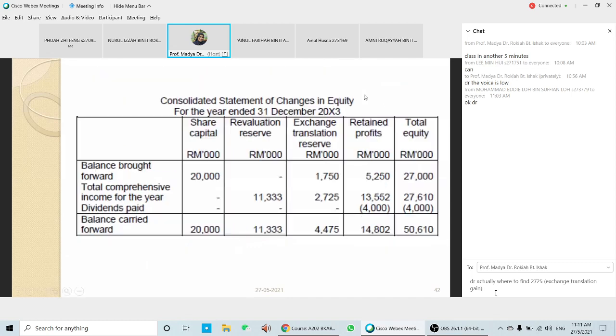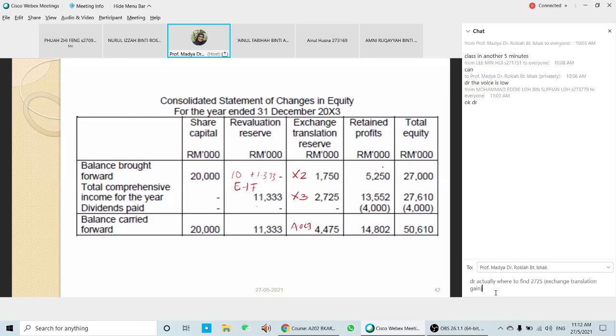Okay, and then the next one is the statement of changes in equity. Share capital is 20. Revaluation is 11.33, a combination of expansion plus foreign. Expansion has a 10, foreign has 1.33. So altogether you have 11.33. And the exchange revaluation reserve brought forward here is from X2. And then for the total comprehensive income here is the exchange difference that you have here in X3. So altogether we have 4475. This one is your accumulated other comprehensive income.